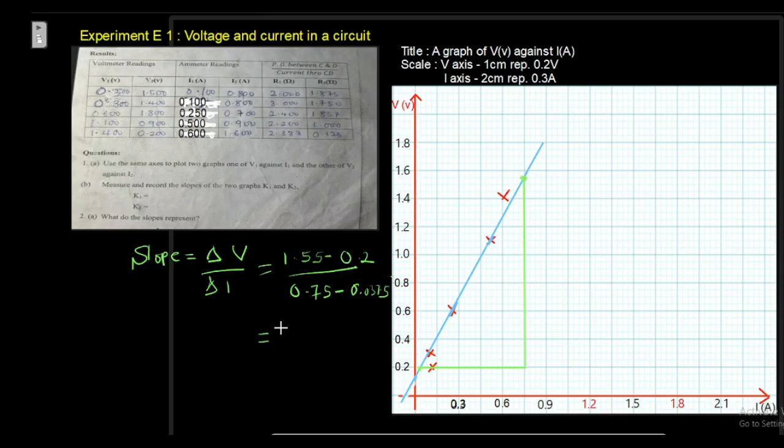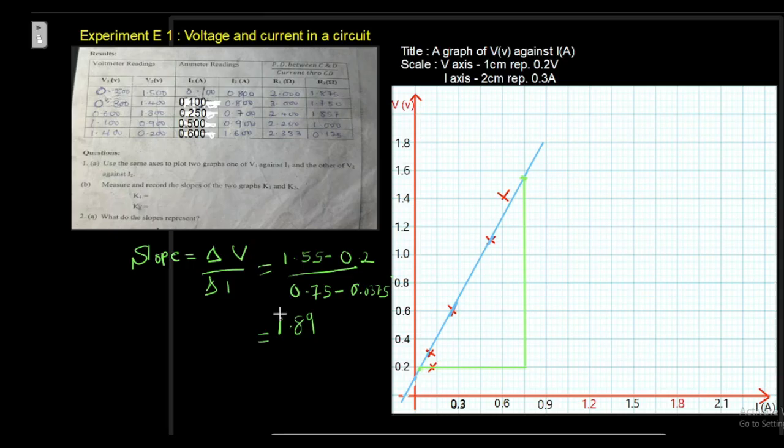And that will give us our slope to be 1.55 minus 0.2 divided by 0.75 minus 0.0375, and that is actually 1.89. Our slope is 1.89. Now most times your slope will carry a unit, except when the quantities that are dividing have the same unit.